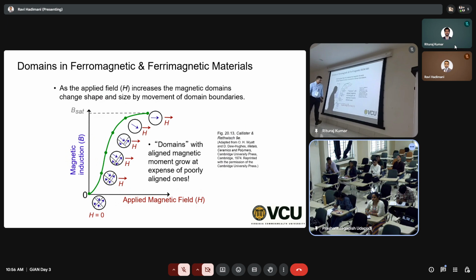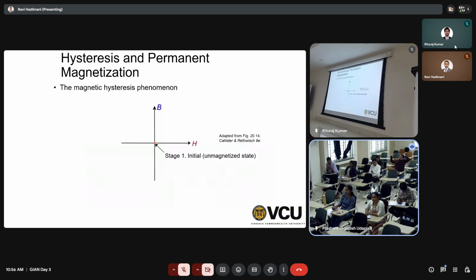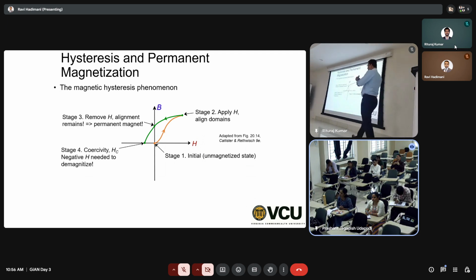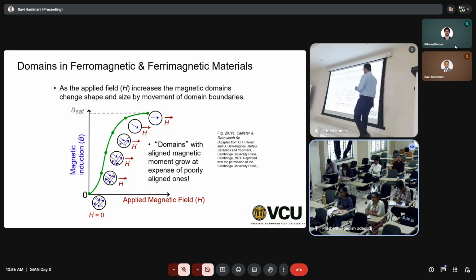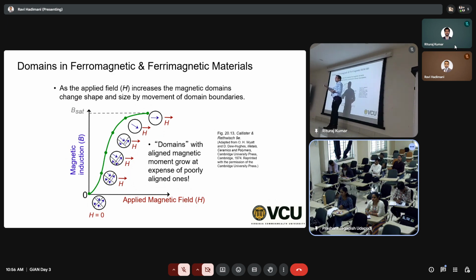And that domain motion, you can pin it depending on how many dislocations or point defects you have. So one of the ways to increase coercivity is by pinning these domains. Introduce a dislocation or a point defect, and the domains take more energy to move. Then you get larger steps. So when you pin the domains, you also get larger coercivity. Okay?